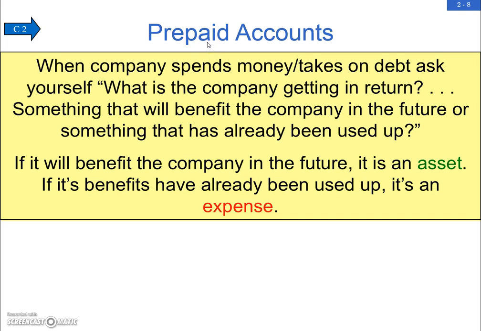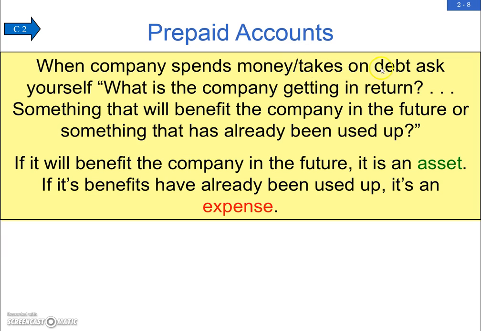Prepaid accounts, or prepaid expenses is another way to think of this, deals with when we spend cash for things that we generally think are expenses. But when we prepay for them, they actually become an asset. This goes back to what we spoke about before. When a company spends money or takes on debt, remember, taking on debt is the same thing as spending money, right? If I go to the store and pay cash for a $100 shirt, I've spent money. If I put it on my credit card for $100, I've taken on debt, but it's the same thing, right? I've received a shirt and I either paid or owe money. Either way, it's the same effect.